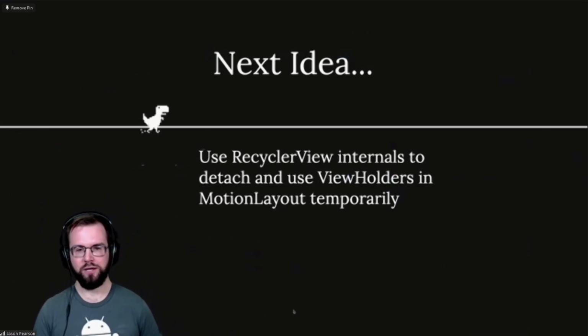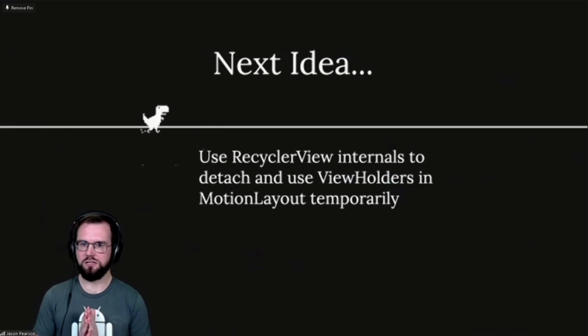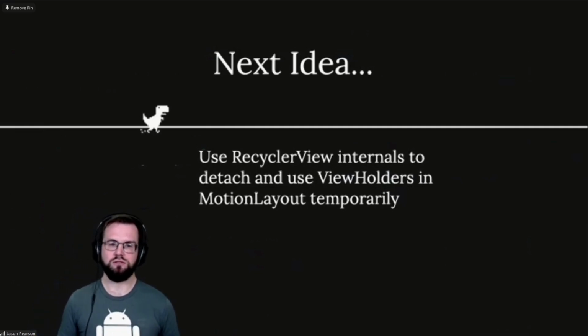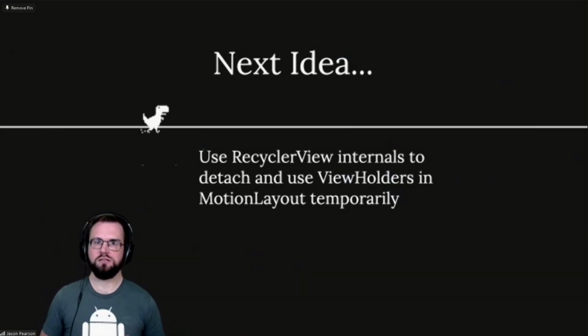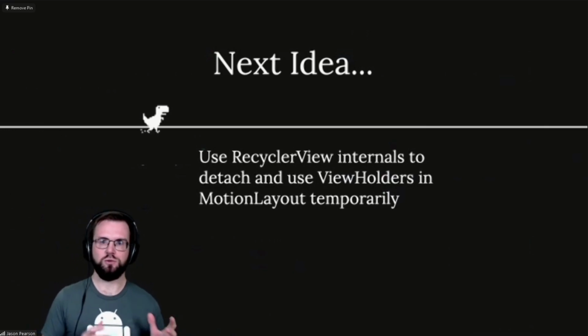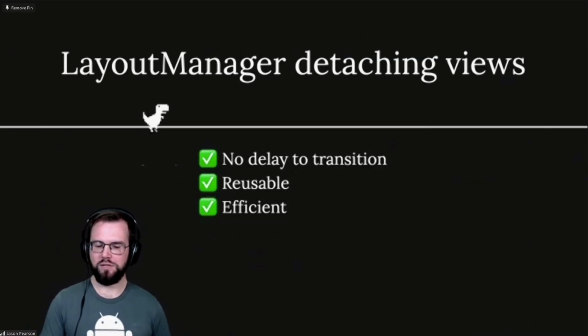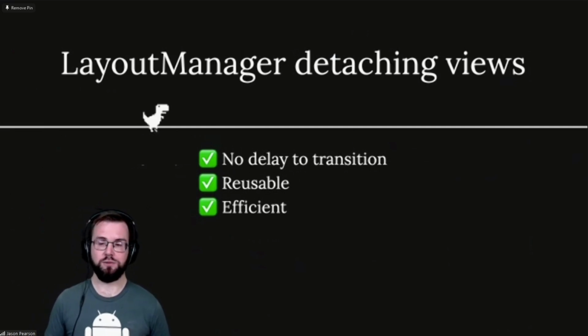So around this time last year, I was talking to Nicholas Roard at droidCon SF, and he was talking to me about different ideas. And one of them was using RecyclerView internals to detach and use view holders in MotionLayout temporarily. This is an interesting idea, either from using it from the adapter or the layout manager. What did that actually look like? Well, I don't have an example for you because I didn't get very far with it.